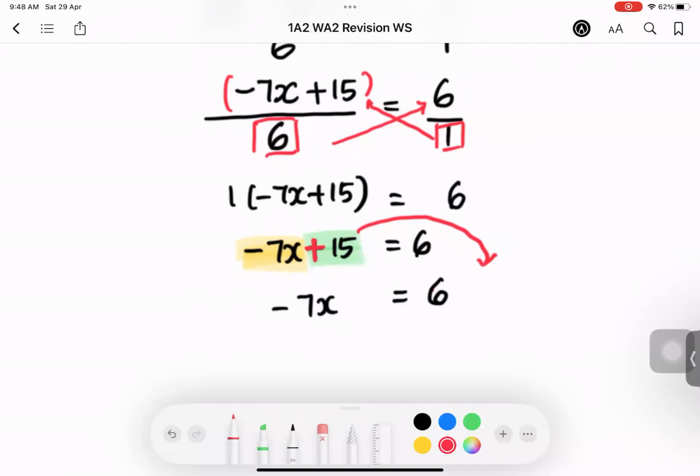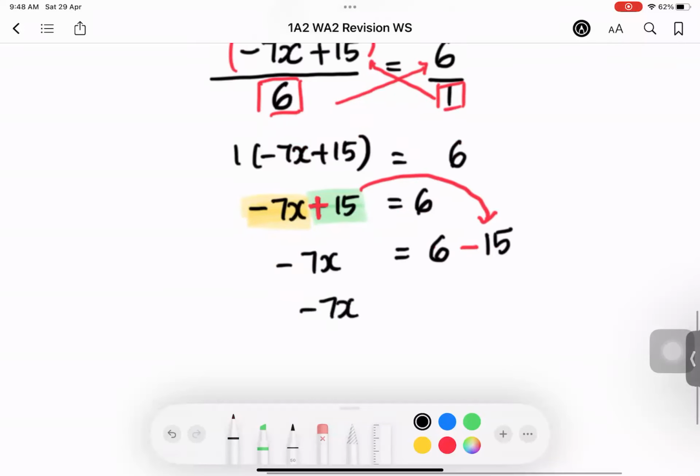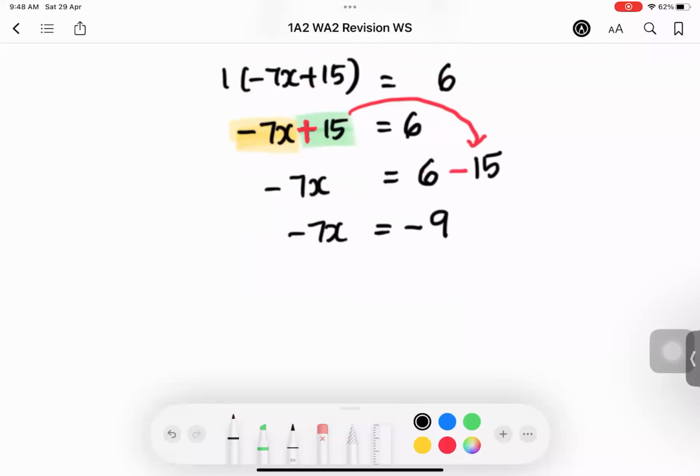Next one, who else? Anyone can answer me quick. Come on. No, nobody. Anyone? Minus 15. Yes, very good. Negative minus 15. Okay, so negative 7x equals to 6 minus 15. That gives me minus 9. Next step, how do I get rid of negative 7? Next person is who? Derek. How do I get rid of negative 7?